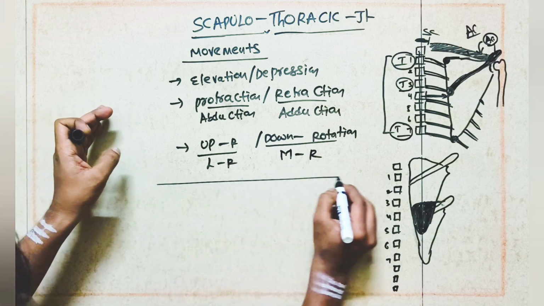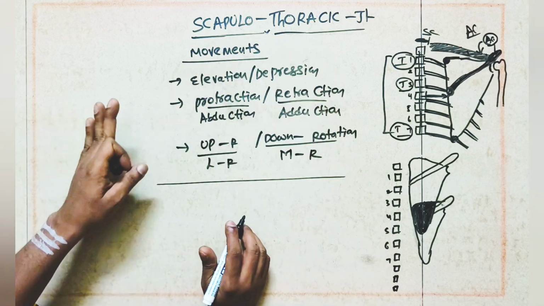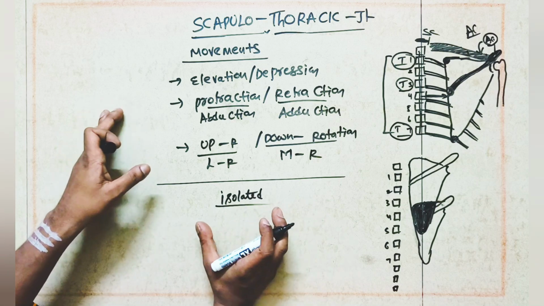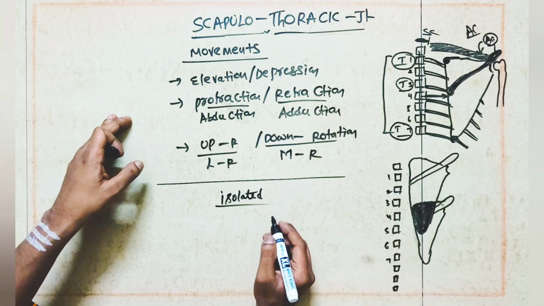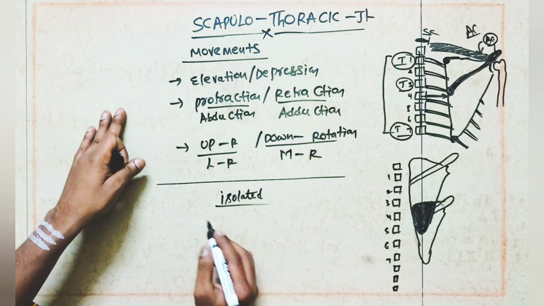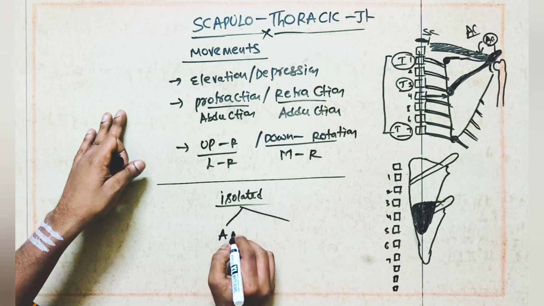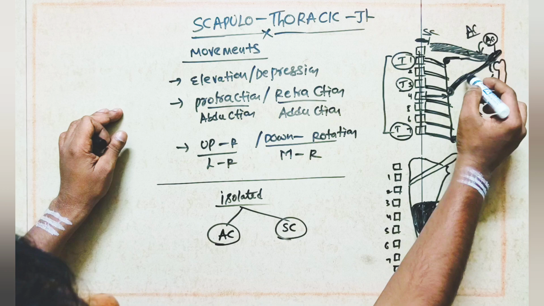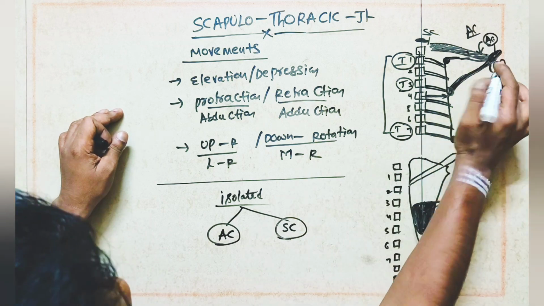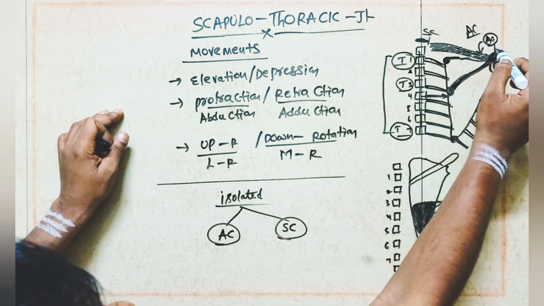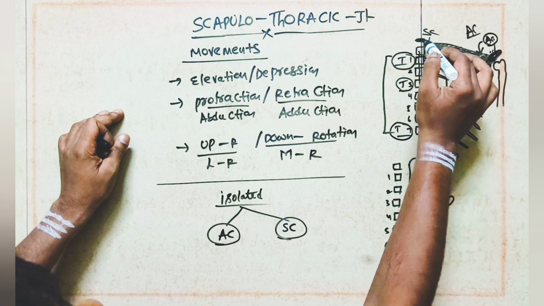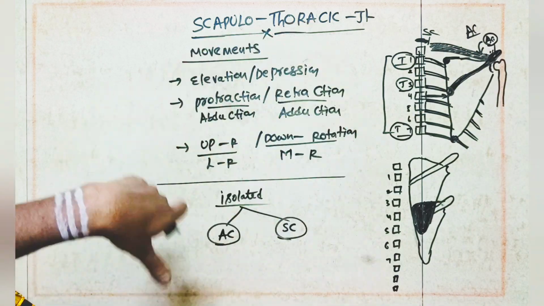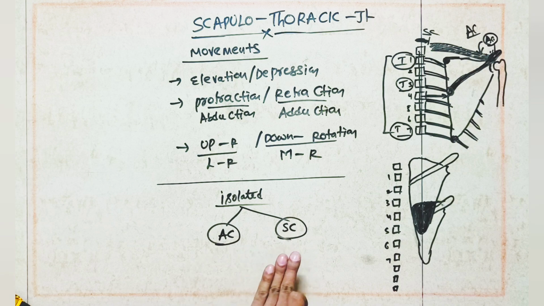But the special point here is that whatever movements happen in the scapulothoracic joint are not isolated movements. What it means is that a movement in the scapulothoracic joint won't happen only in that joint; two more joints will be involved: the acromioclavicular joint and the sternoclavicular joint. Why? Because the scapula is attached to the clavicle, and the clavicle has the AC joint and the SC joint. So the movements over the scapulothoracic joint create movement in the acromioclavicular and sternoclavicular joints.